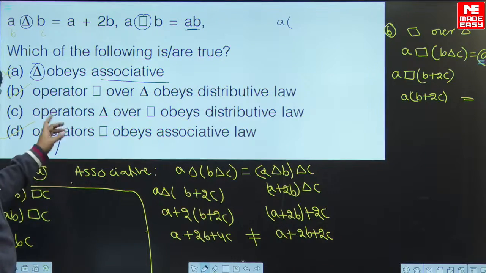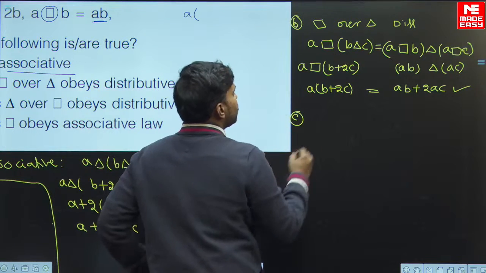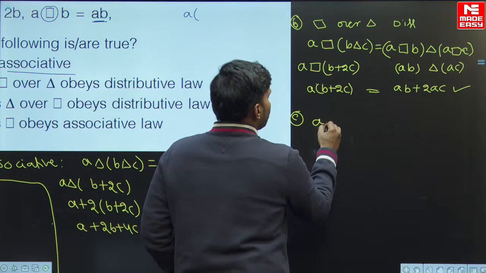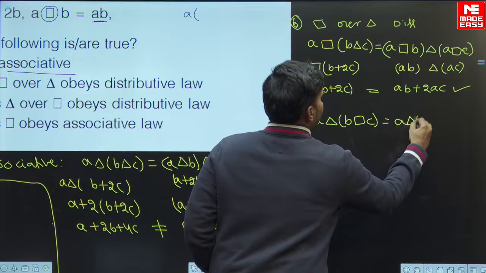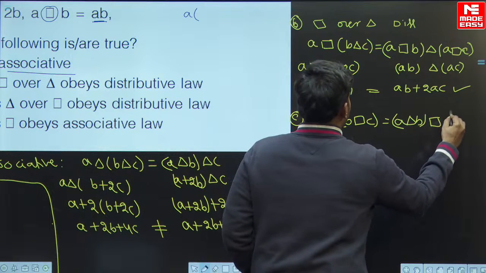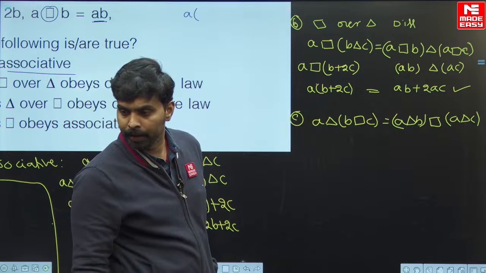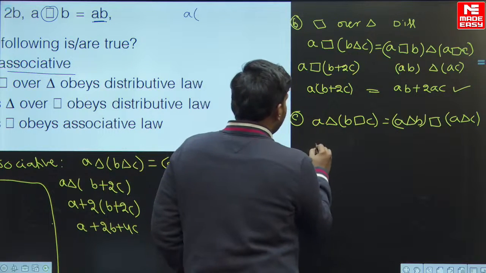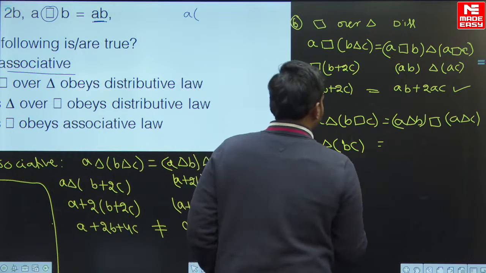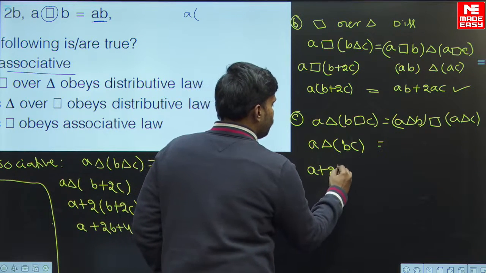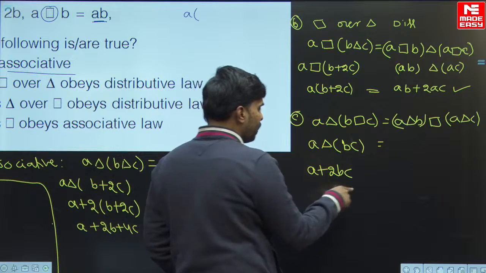Now we have to check option C also. The distributive property for option C should be A delta, B square C, equal to A delta B, then square of A delta C here, right? And this becomes A delta of BC, and then it becomes A plus 2BC as per the definition of the binary operator, right, A plus 2BC.